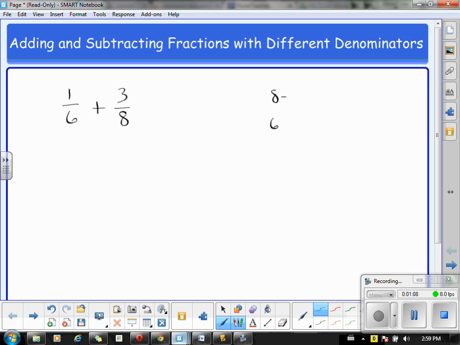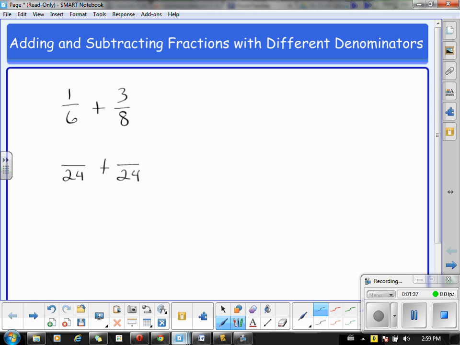So let's think of the multiples of 8. 8 times 1 is 8. 6 doesn't divide into that evenly. 8 times 2 is 16. 6 doesn't divide into that evenly. 8 times 3 is 24. We know that 6 times 4 equals 24, so we can rewrite these fractions with a denominator of 24. Now we have our common denominator.